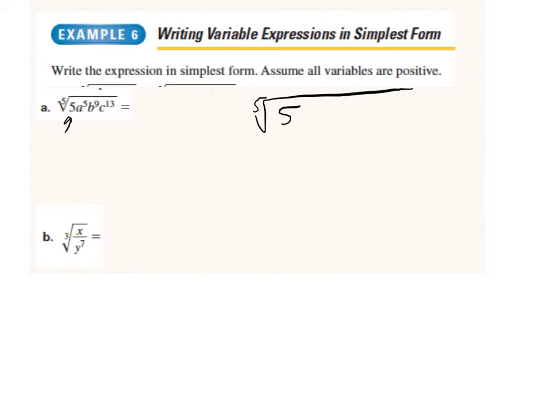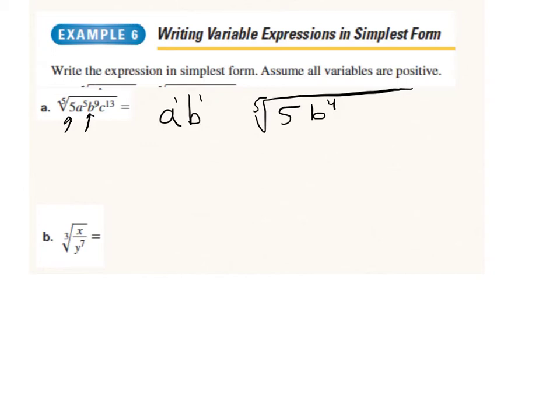Then I look at a. And a has the power of 5. So then I take 5 and I divide it by our index, which is 5, and I've got a 1. So a to the first stays out in front. Then you've got b to the 9th. So we take 9 divided by 5. 9 divided by 5 is 1, so b to the first is going to come out. The remainder from that is 4, so we've got b to the 4th staying behind.